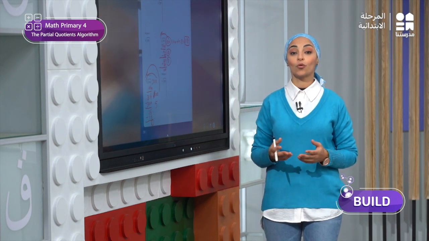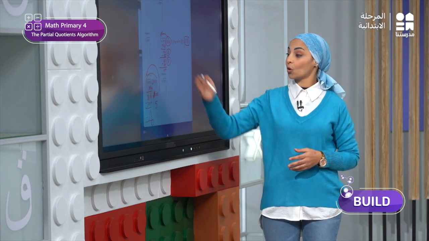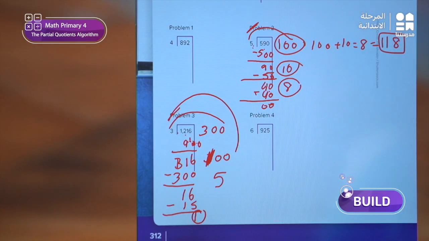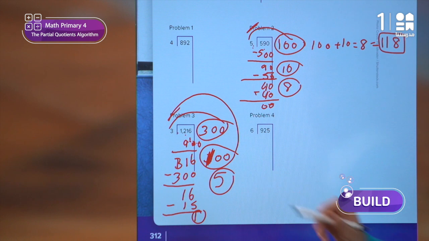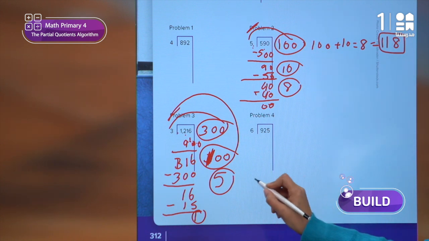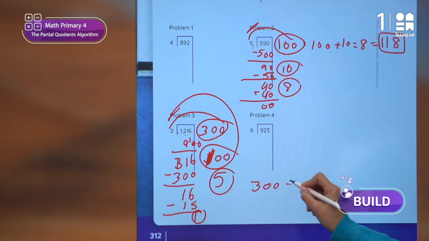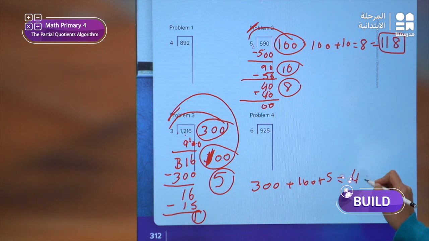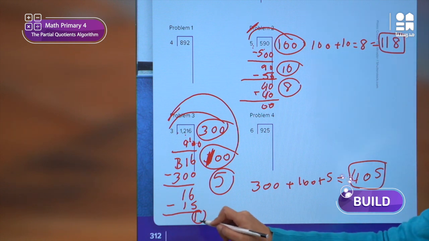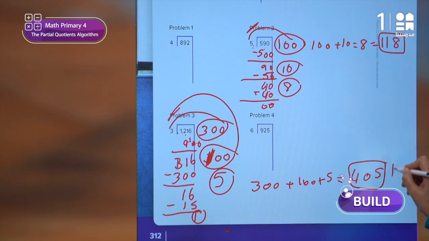Well, now to find the quotient, what should I do? I will add all the numbers at the right side, which are 300, 100, and 5, right? Let's do it like this, addition. So 300 plus 100 plus 5. The quotient or my answer will be 405. But don't forget that we have a remainder, which is 1. So the answer is 405 and remainder 1.